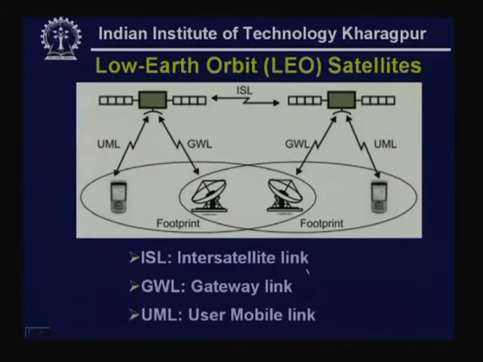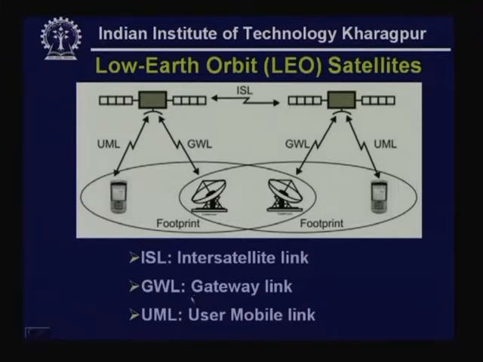Let us first consider how they communicate. In case of low earth orbit, there are three possible types of transmission. First one is communication or transmission between two satellites, which is known as inter-satellite link. As you can see, two satellites can communicate with each other. So, data transfer can be done from one satellite to another satellite.